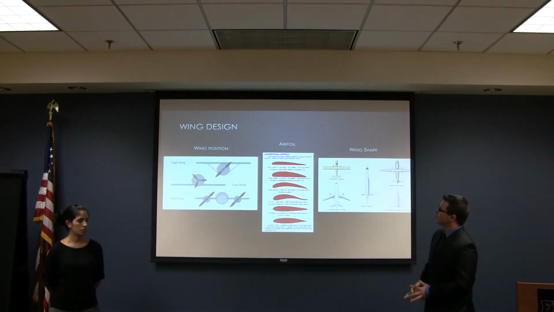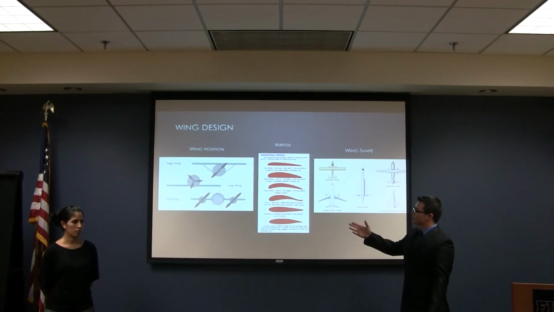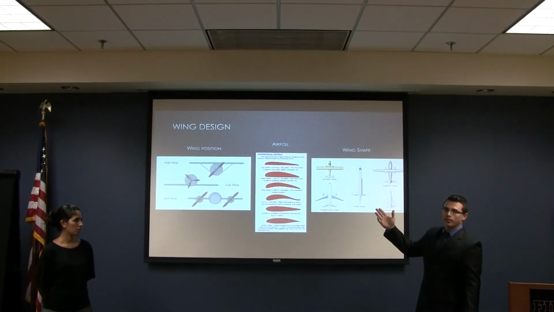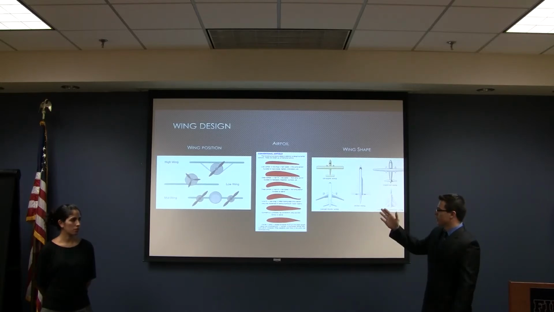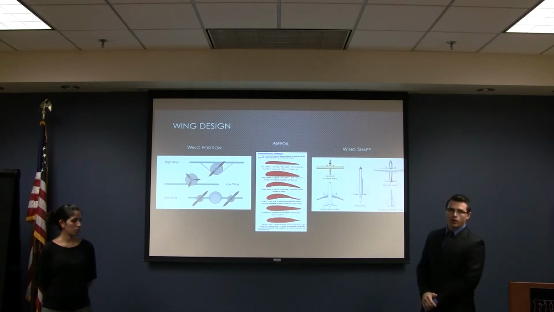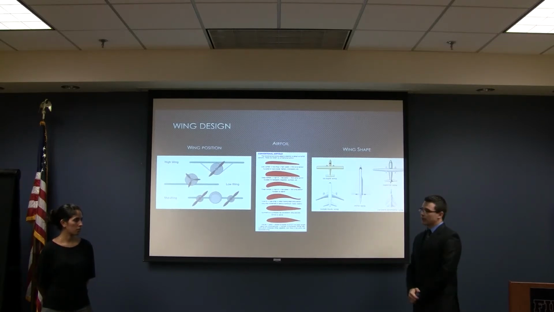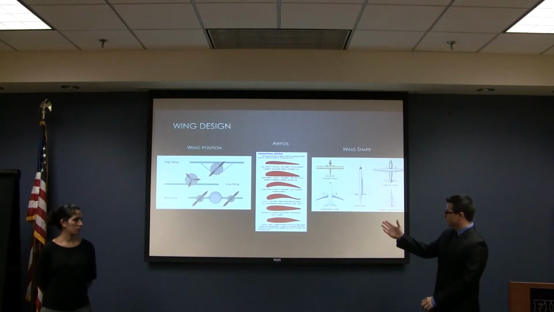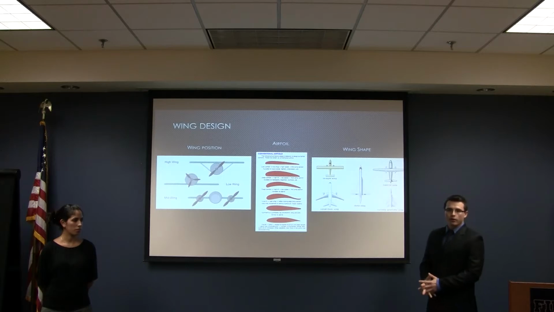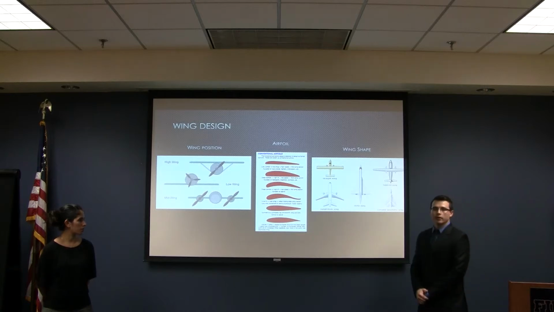When it comes to the wing design, we have three different options. We have a high wing for high stability, the low wing, which is mostly used in aerobatics, and a mid wing. For the airfoils, since we're looking for high lift and low velocity, we're planning to go with a cambered type airfoil. If you can see the different airfoils, the symmetrical is better for aerobatics. For the wing shape, right now we're going with a tapered wing.